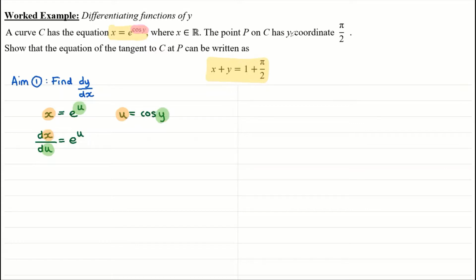Okay, so let's differentiate the second function, u. So it's going to be du over dy this time, just being really careful with the letters. So once again, we have the independent variable in the denominator, and we have the dependent variable in the numerator. Okay, and we can just differentiate as normal. So if we differentiate cosine with respect to y, we're going to get negative sine y. Okay, so there's nothing too ominous about that. Let's put it all together using the chain rule, and we can find dx by dy first, I think.